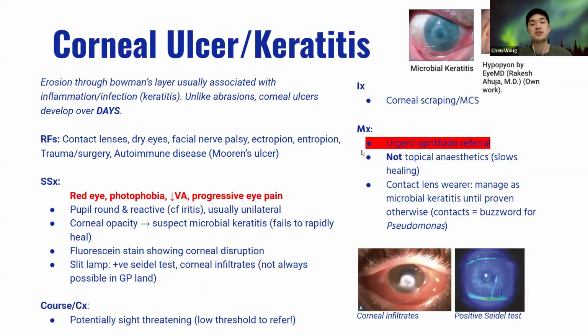This is getting through to a deeper layer of the cornea, and it develops over days. So the symptoms are pretty similar. You have a red eye, photophobia, decreased visual acuity, and progressive eye pain. If you look at their eye on the slit lamp, you might stain their eye using fluorescein stain, and it'll show some disruptions of the cornea itself. You might see some corneal infiltrates as well, but this is not always possible in the GP setting.